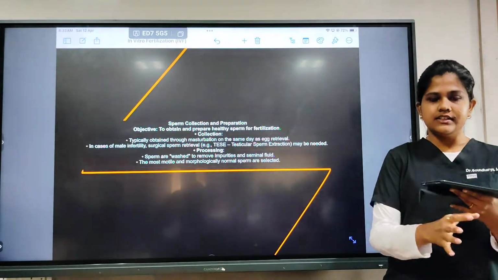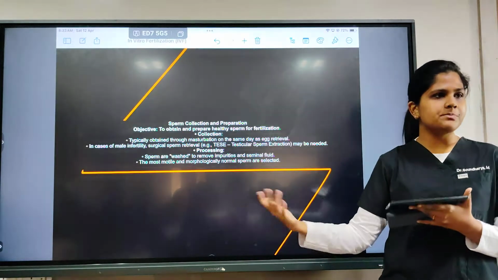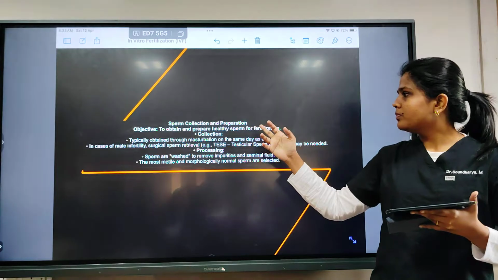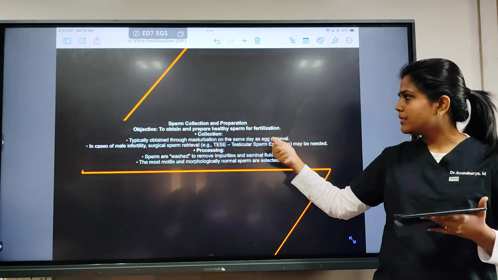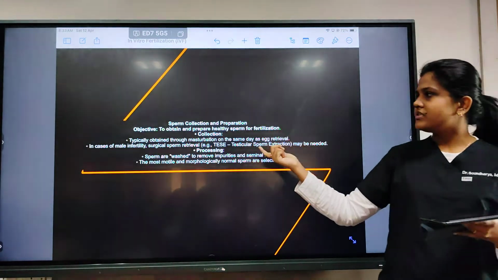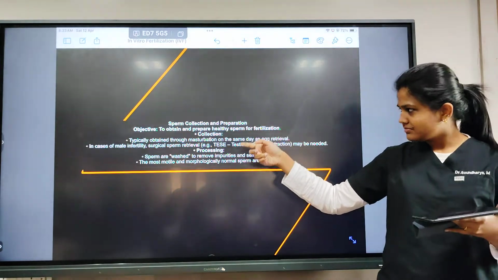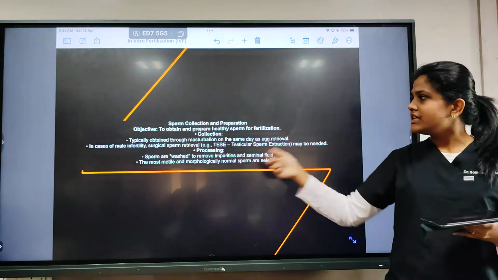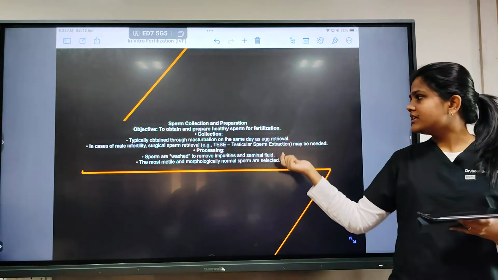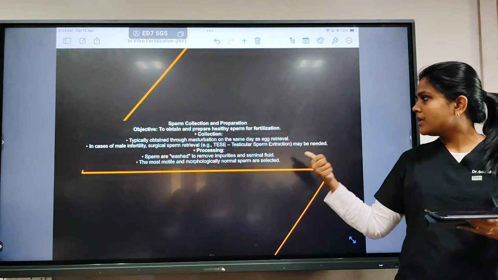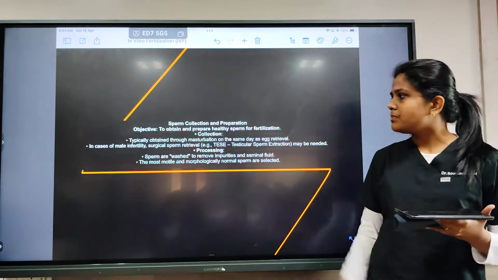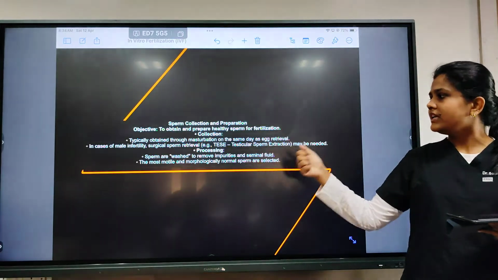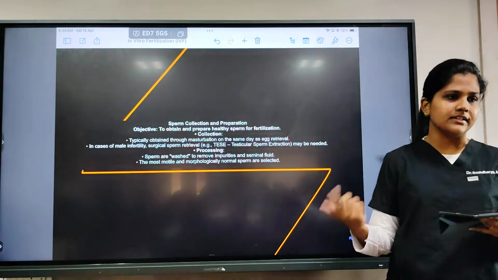Next, we have collected the egg, and now we have to move on to the sperm collection. The objective is to obtain and prepare healthy sperm for fertilization. The collection procedure involves masturbation on the same day as egg retrieval. In case of male infertility, surgical sperm retrieval, that is TESE, testicular sperm extraction, may be needed. In processing, the sperm are washed to remove impurities and seminal fluid. The most motile and morphologically normal sperm are selected.